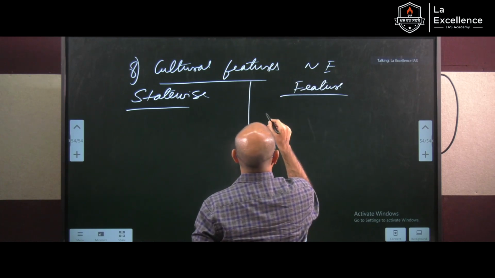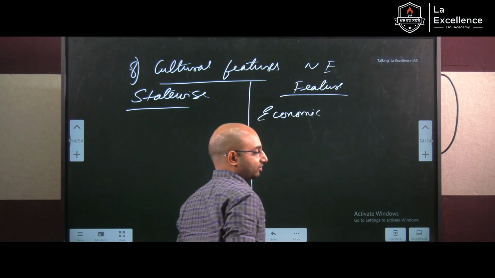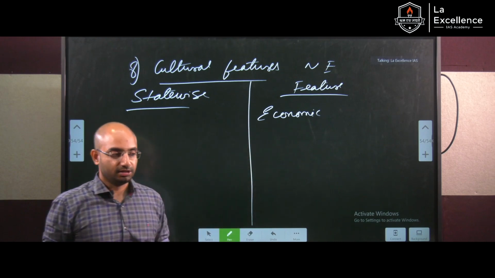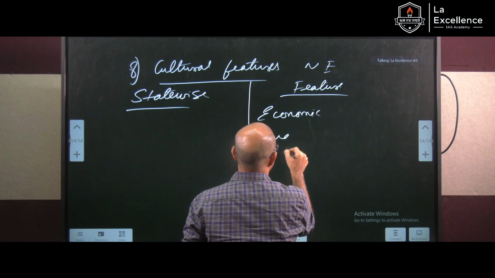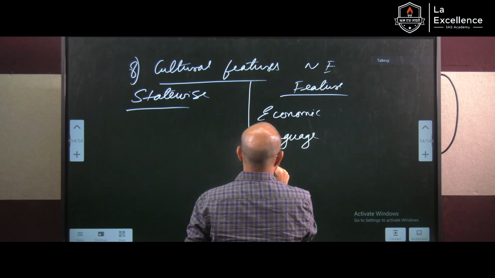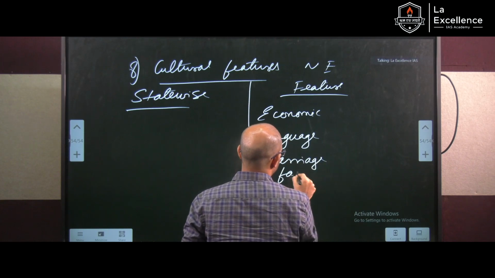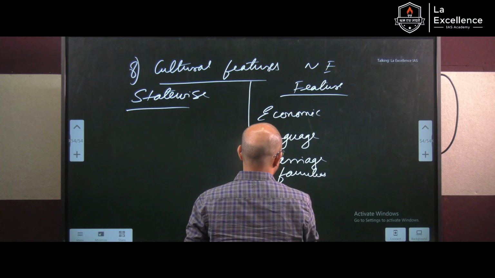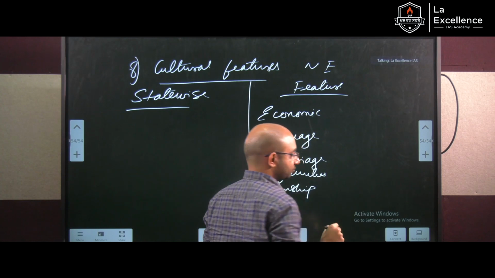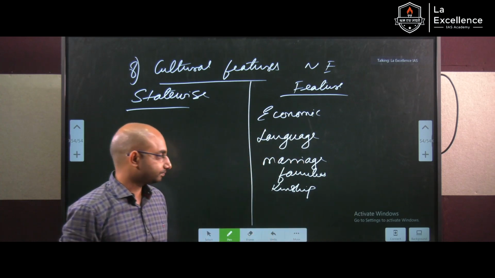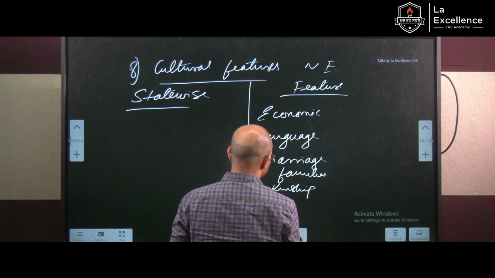So talk first about their different economic systems: horticulture, agriculture, pastoral, hunting, gathering. Next, what are their languages like? What kind of marriage systems they follow? What's their family like? Follow the syllabus here. Kinship: what kind of kinship relations they have? Highlight matrilineal societies like Garo and Khasi. And what kind of political systems they have?